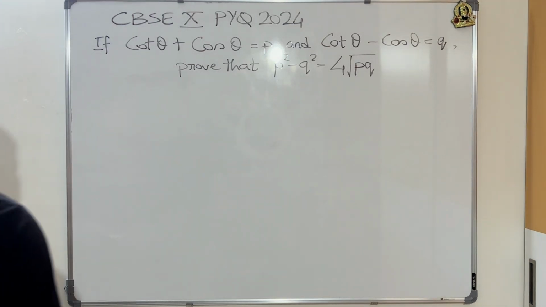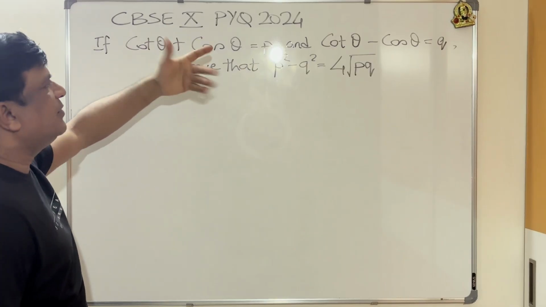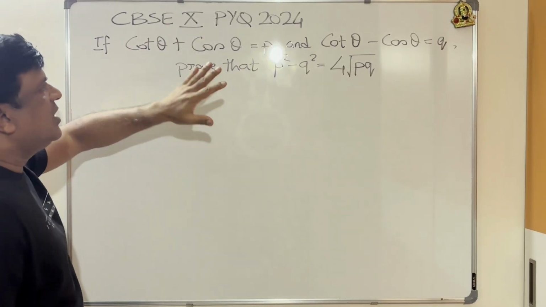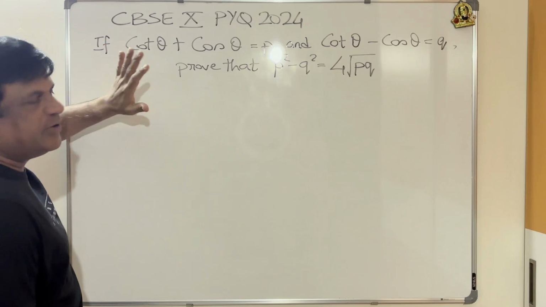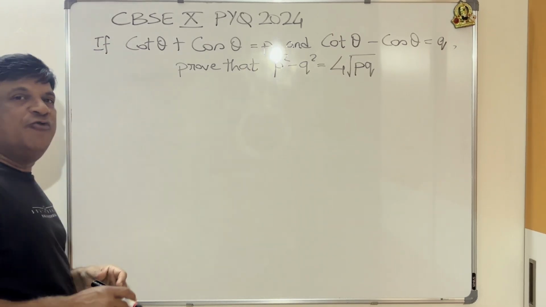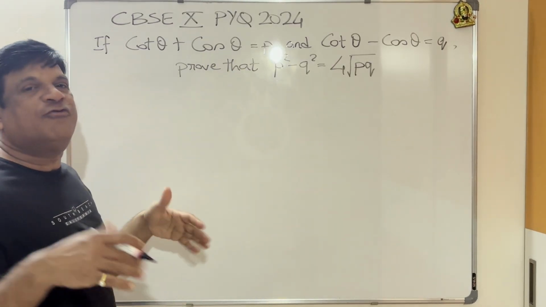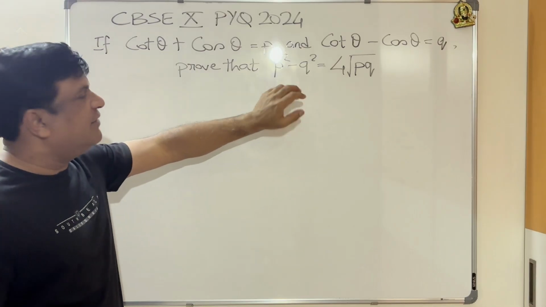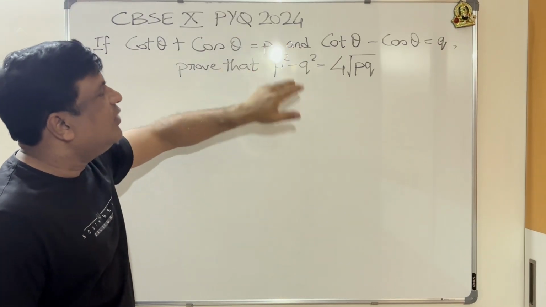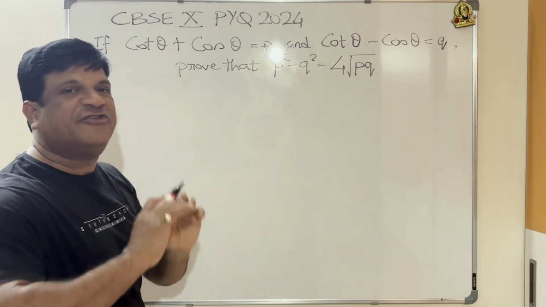So we have this PYQ from 2024, class 10, in one of the papers, in one of the patterns which they have given. Look at the problem. This is a trigonometry problem and they're asking us to prove. Remember one thing, whenever you get proofs in your exams, it becomes much easier. You don't have to find the answer. The answer is already given. You need to just calculate and prove that this is equal to this. So you're sure that your question is correct.